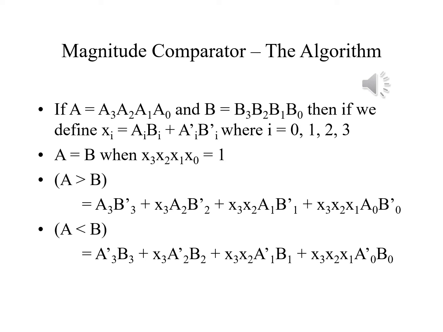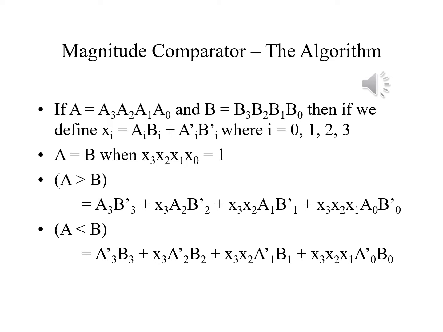Before we look to figure out how we will see if A is equal to B or A is greater than B or less than B, let's recognize that A is composed of 4 bits, A3, A2, A1, A0, ranging from the most significant to the least significant. And we'll do something similar for B, which will be B3, B2, B1, B0.